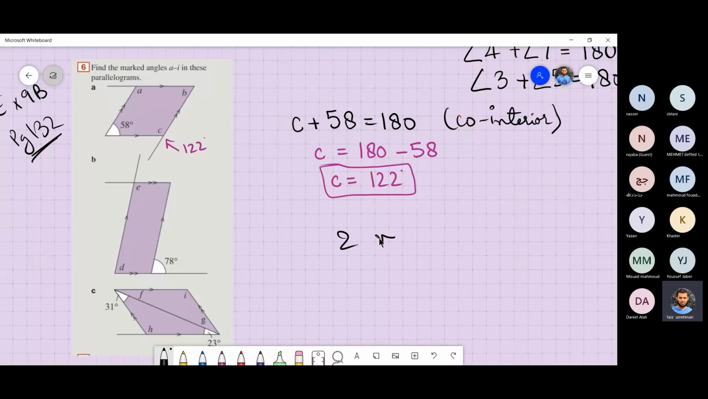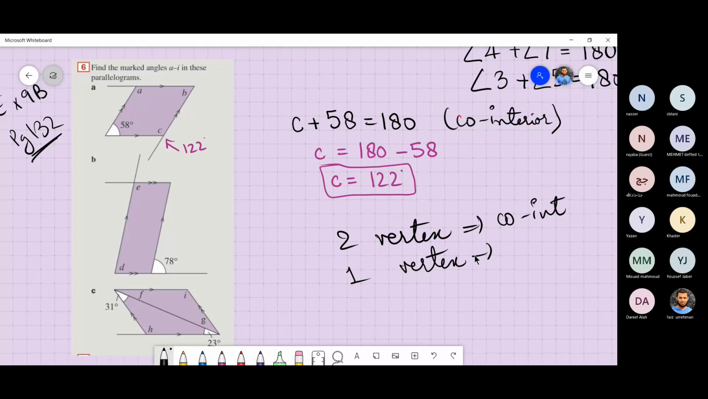If two vertices are formed, you can use the co-interior property. If one vertex is formed, which property can we use? No one is answering. Angles on a straight line.